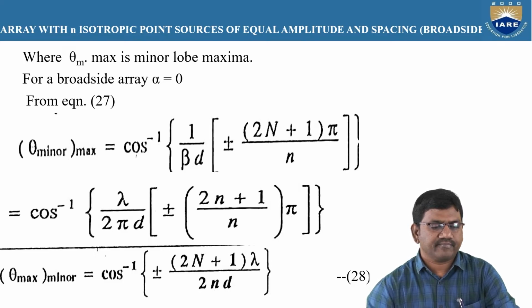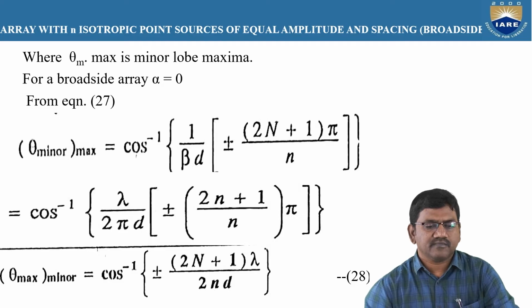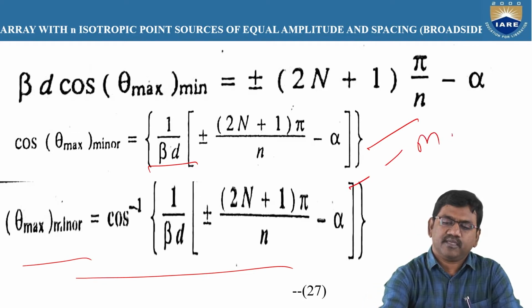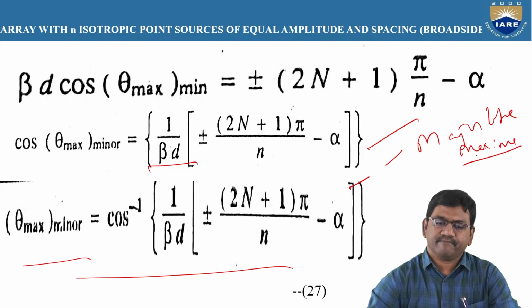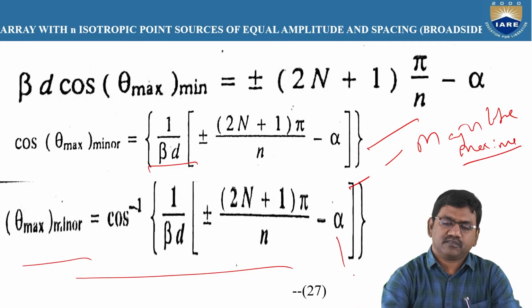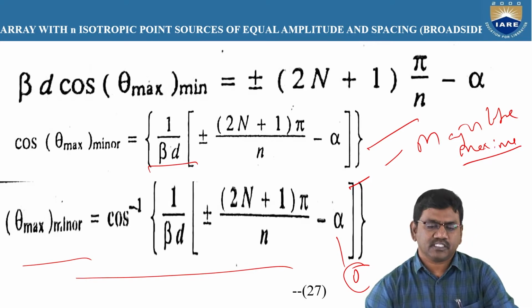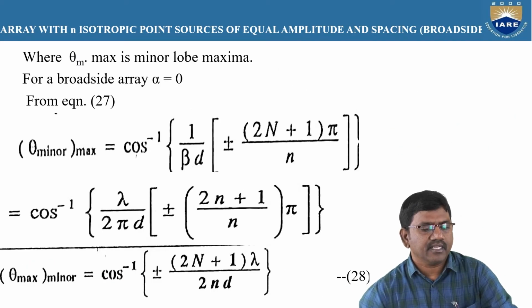If we want to find out the minor lobe maxima, substitute alpha is equal to 0 in cos inverse of 1 by beta d into the expression. So in this expression, if alpha is equal to 0, you will get the minor lobe maxima. This expression is valid for major lobe maxima, and from it, if alpha is equal to 0, the expression can be modified as minor lobe maxima.